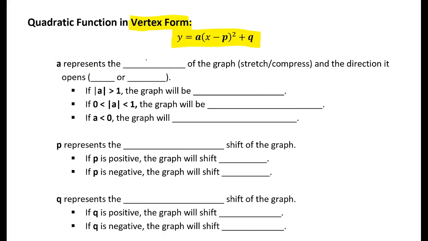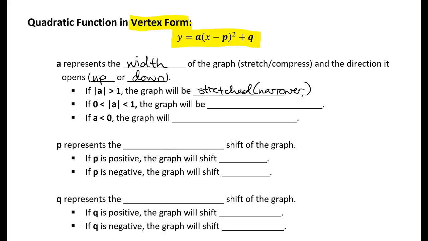A represents the width of the graph, and so it can either stretch or compress it, and it also impacts the direction it opens, either up or down. So if the absolute value of a, so just the number a, ignoring whether it's positive or negative, is bigger than 1, then the graph will be stretched. It'll be narrower. You can think of that like a piece of gum or silly putty or anything like that, where when you pull on it and make it longer, the middle of it actually gets skinnier and thinner.